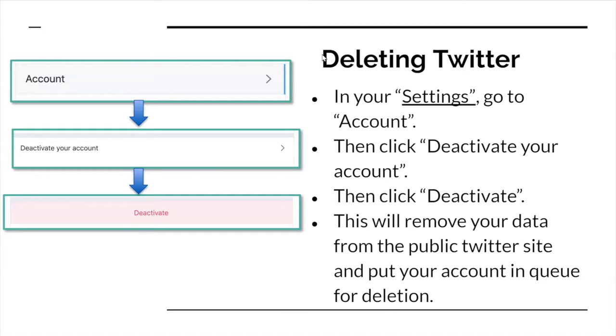If you say, I'm done with Twitter, I don't want any more of this, you can always go to settings and then click account and hit deactivate account. And then once more, just hit deactivate to make sure. This will remove your data from the public Twitter site and put your account in queue for deletion. Soon after, it'll be completely gone.